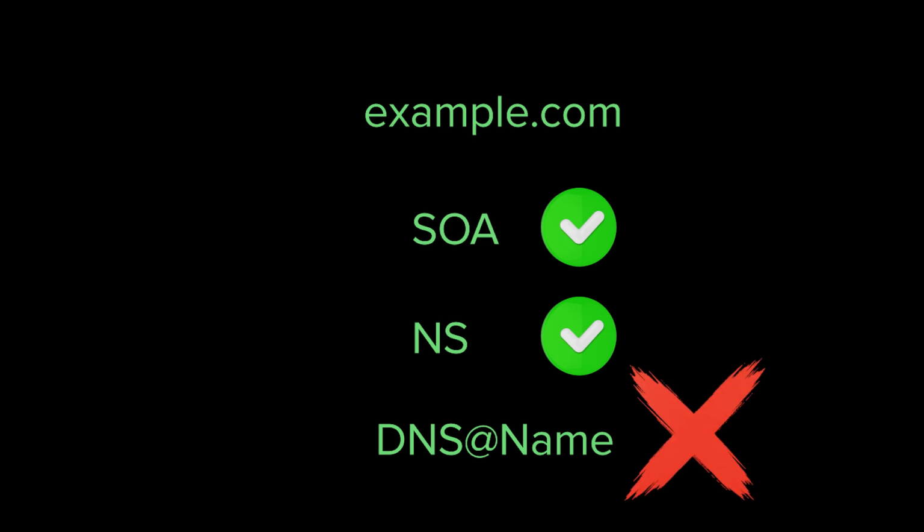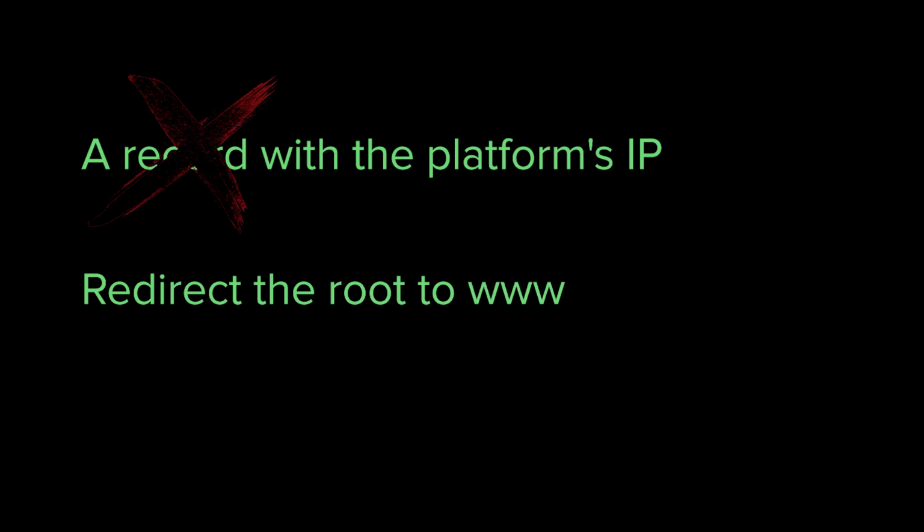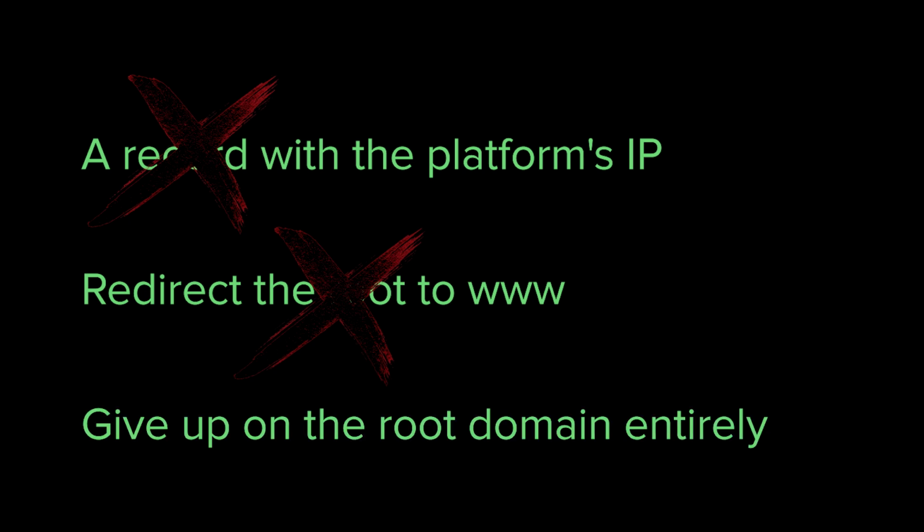There's a third problem too, email. Your root domain needs MX records for user@example.com to receive mail. A CNAME would invalidate those MX records entirely. The standard workarounds all have real problems. You can use an A record with the platform's IP, but that breaks silently when they change infrastructure. You can redirect the root to www, but that's an extra hop on every visit and you lose the clean URL. Or you give up on the root domain entirely. None of these are good.